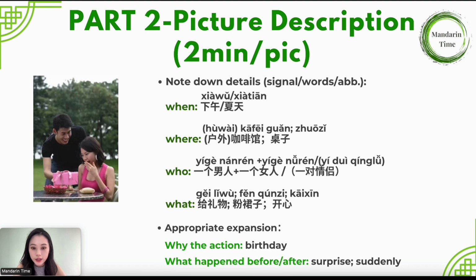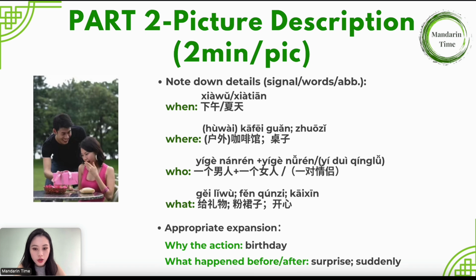And we're done with the 4 W's. Now we can do some expansion, like why the man is giving the gift. Probably because it's the woman's birthday or their anniversary. What's more, we can take a guess what happened before or after.